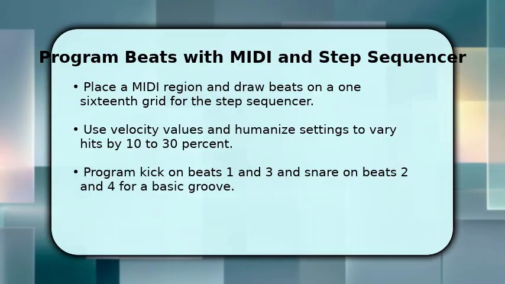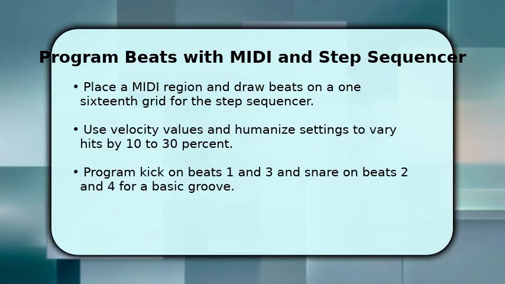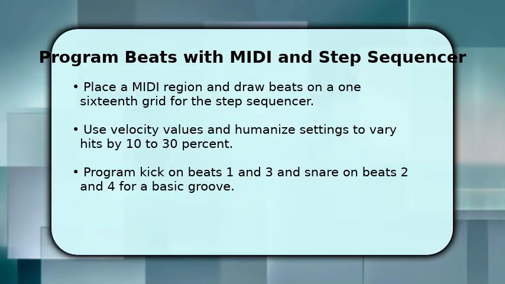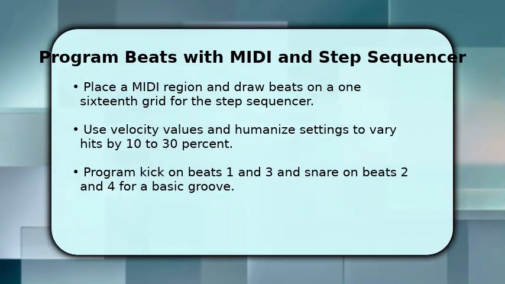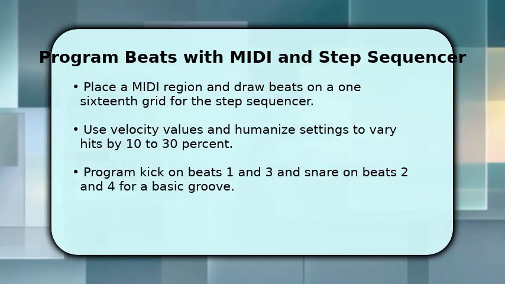Place a MIDI region on the drum track and open the piano roll or step sequencer for editing. Draw kicks, snares, and hi-hats on a 1/16 grid to establish the pattern and groove. Program kick on beats 1 and 3 and snare on beats 2 and 4 for basic groove foundation.